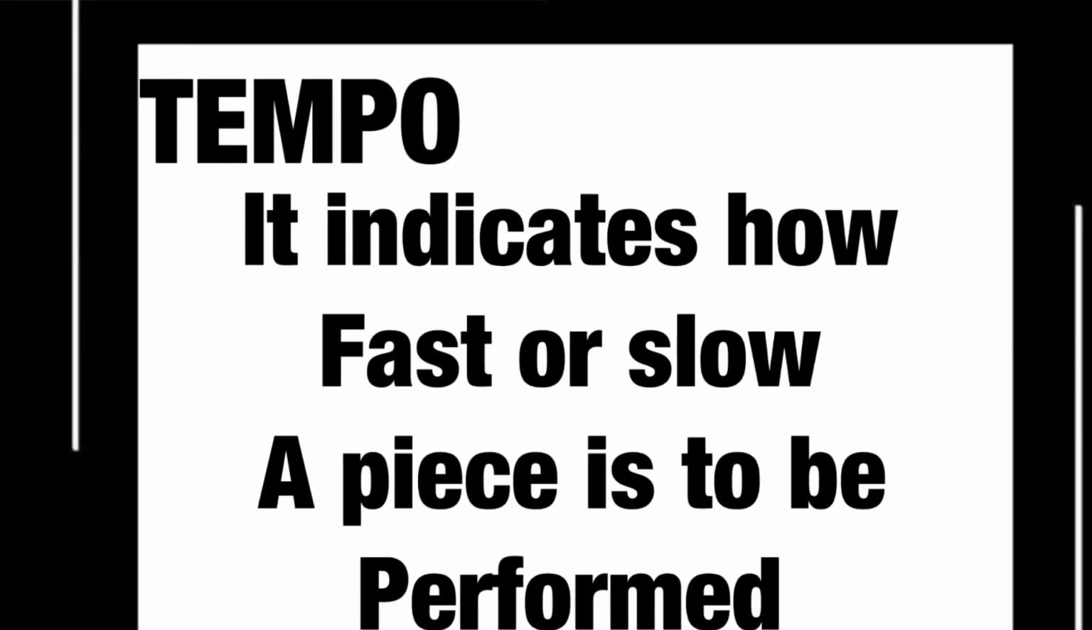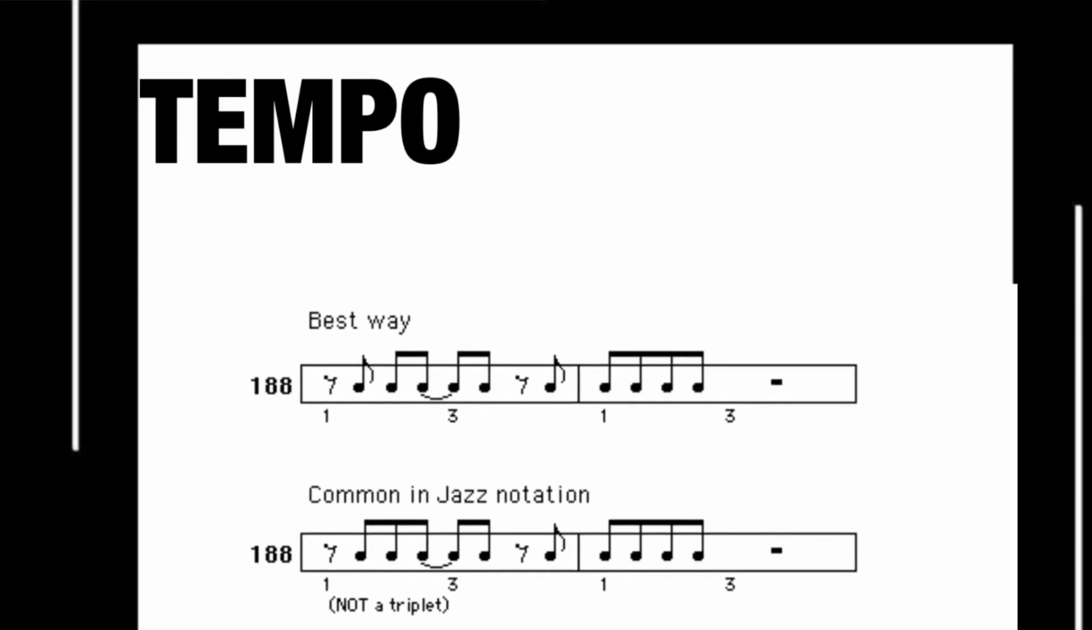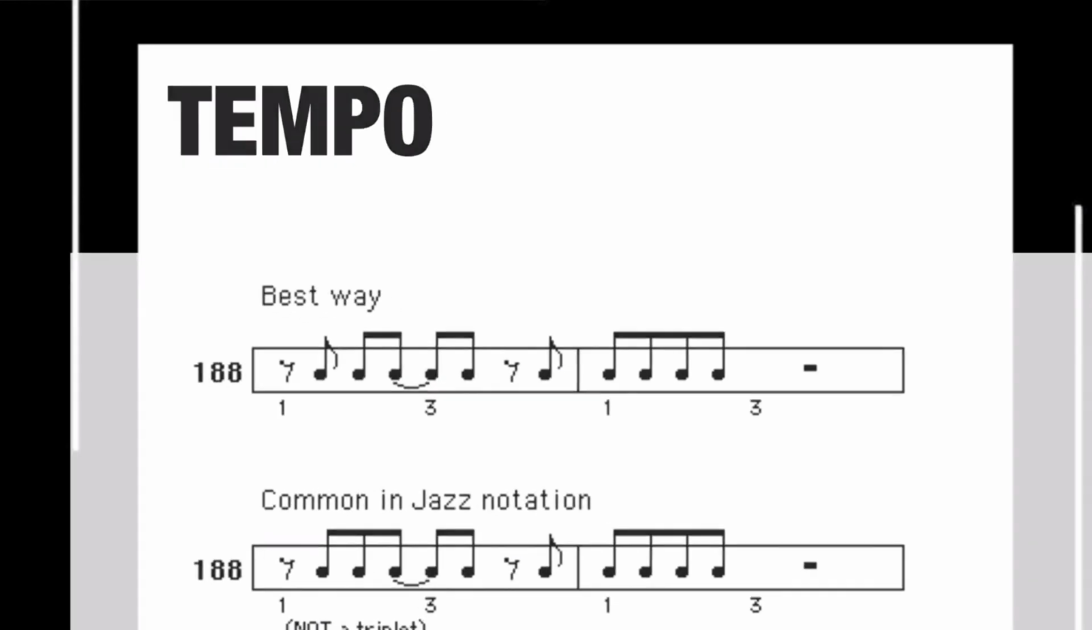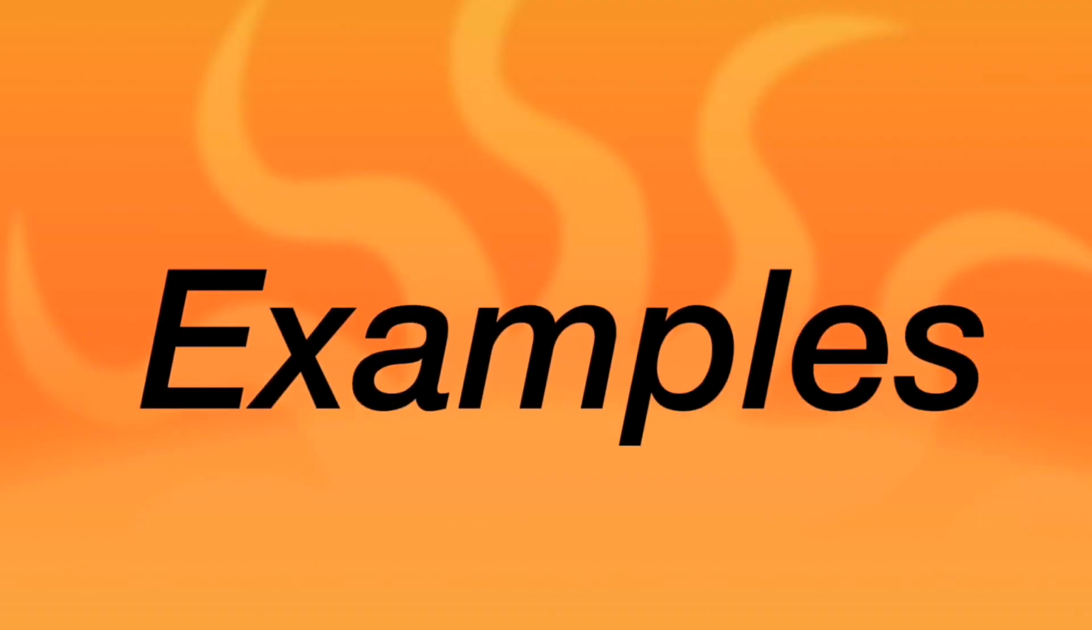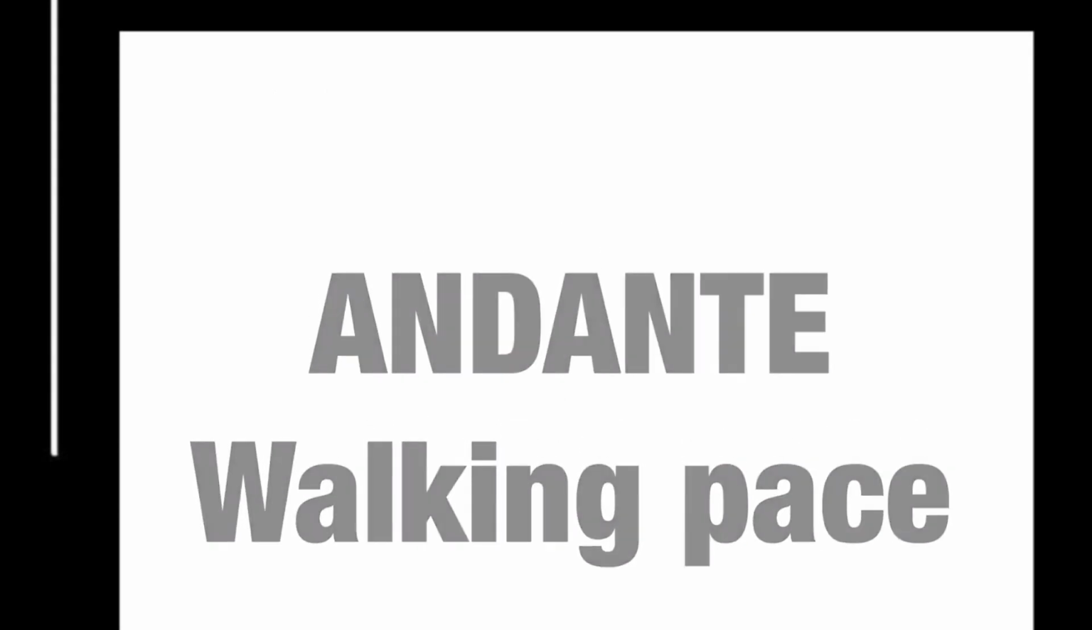Now for our next element, we have tempo. Tempo indicates how fast or slow a piece is to be performed. Tempo markings are important for us to know how fast or slow we are going to perform a particular song. Here are some examples. Largo, very slow. Adagio, slow. Andante, walking pace.